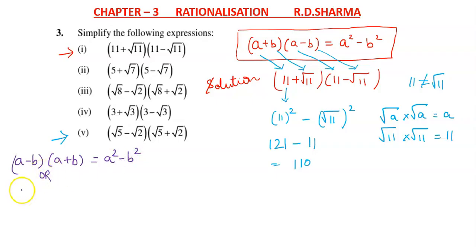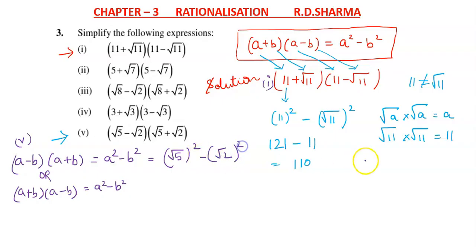Whether it is (a plus b) into (a minus b), or you write a minus b first or later, or a plus b first or later, it does not make any difference. It is a square minus b square. Are you following? So I can write this directly now using this formula: root 5 whole square minus root 2 whole square. Same thing students.